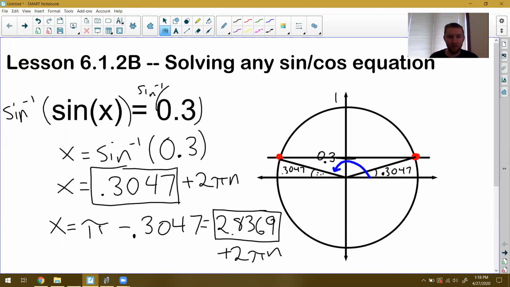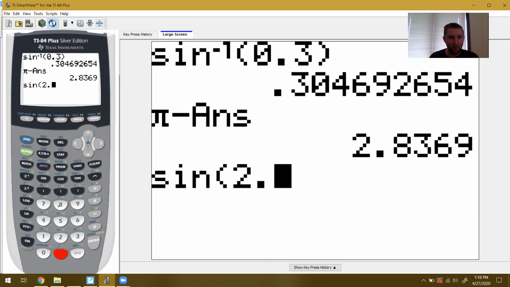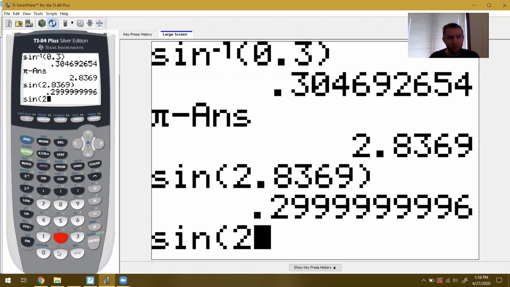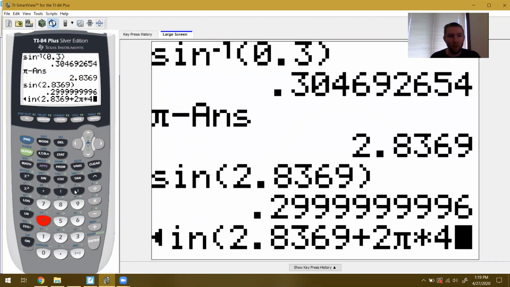And I can sort of prove to you that this is true because I can just go sine of 2.8369. Okay, so the sine of 2.8369, if you look at that answer, it's basically 0.3, right? And if I do the sine of 2.8369 plus 2 pi times what n do you want? How about 4?